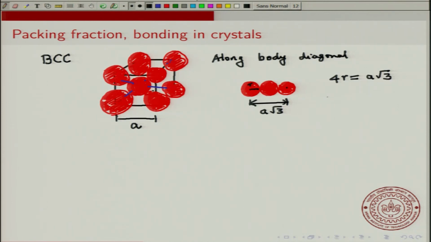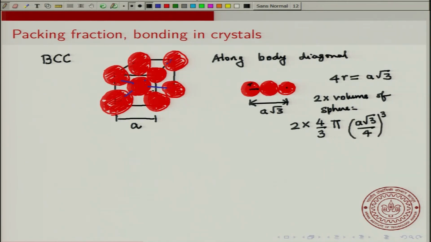So, 2 into the volume of the sphere is equal to 2 into 4 by 3 pi. Now, r cube I will write as root 3 by 4 a, cubed.